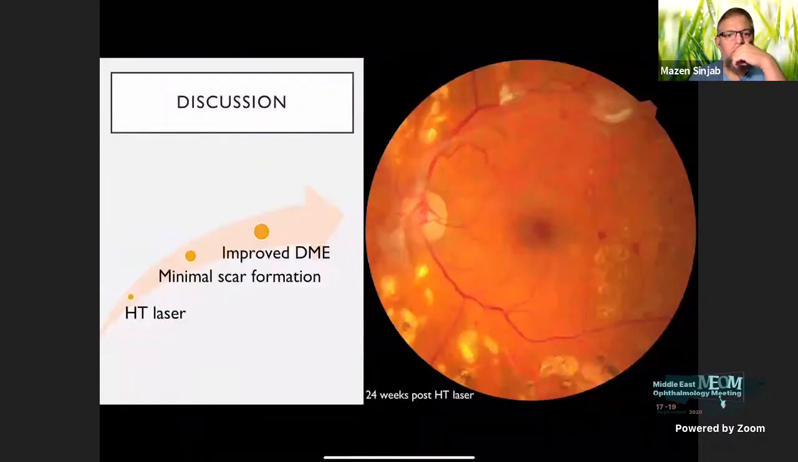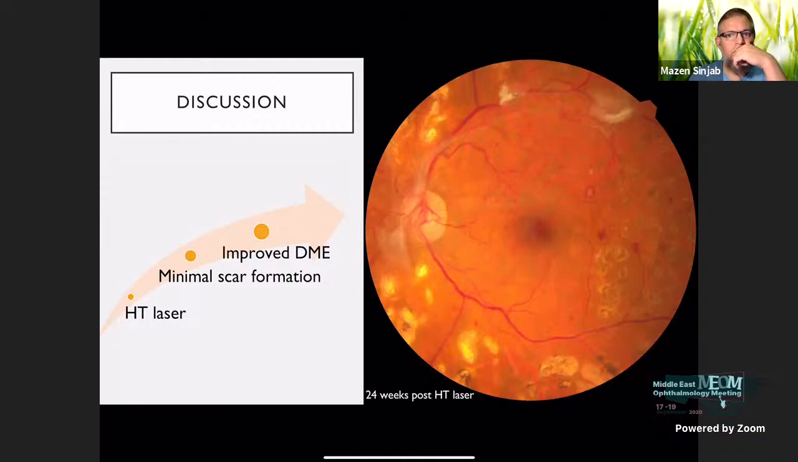This is how the fundus looked post treatment. We can clearly see where I applied the PRP, and here I don't know if it's clear to you where laser scars were applied. They are too minimal and they don't spare the fovea by any means. And there is, of course, a resolved vitreous hemorrhage and regression of the new vascularization.